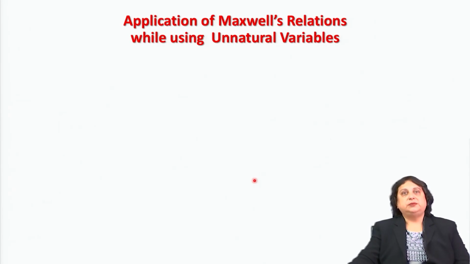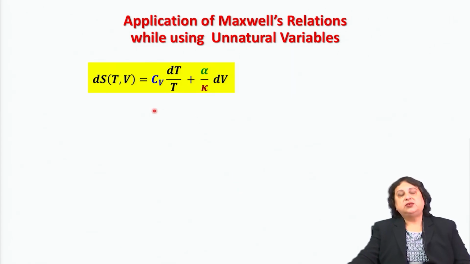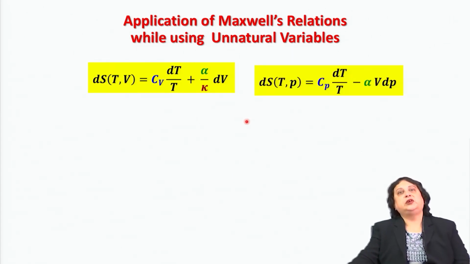There are other problems where the application of Maxwell's relations requires expressing the thermodynamic property in terms of unnatural variables. For instance, we know that in terms of the measurable response functions, dS with changes in temperature and volume can be expressed as Cv dT by T plus alpha by kappa dV.